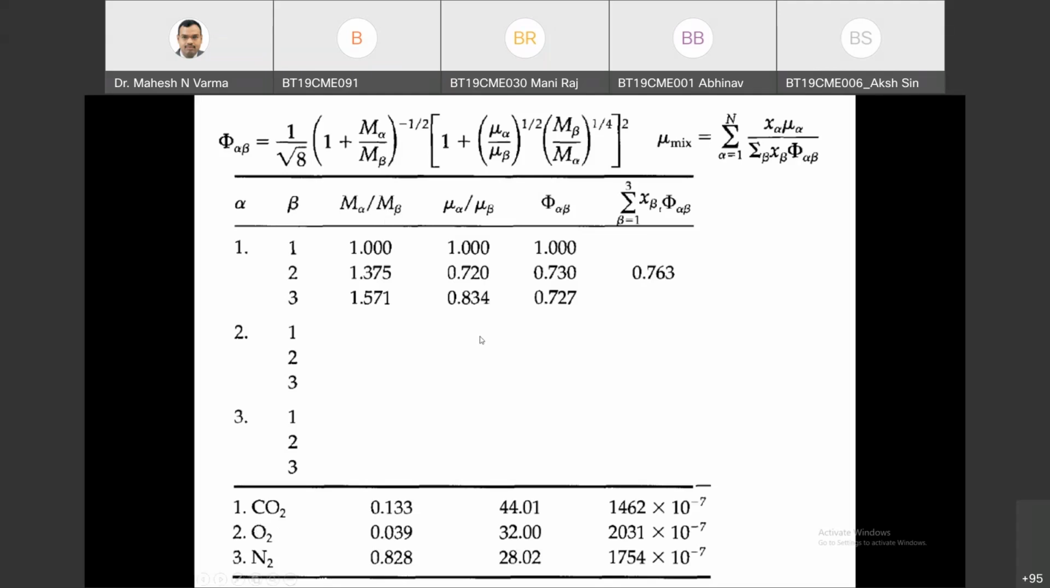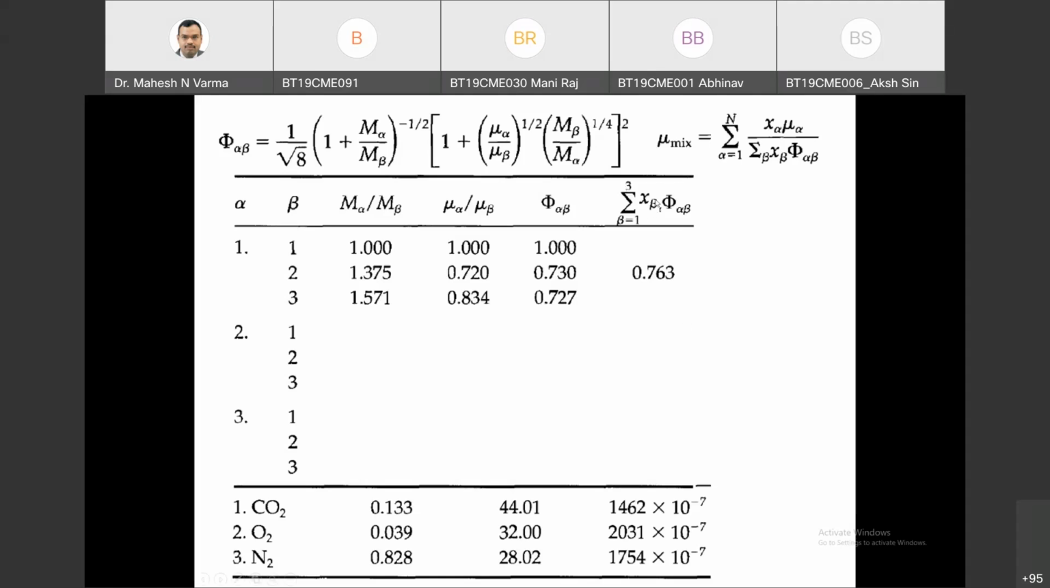First here. For carbon dioxide, it is 1.389. For O2, it is 1. And for N2, it is 1.158. Okay, so what is the interacting parameter then? Phi alpha beta. The CO2 interacting parameter is 1.394. For O2 it is 1, and for N2 it is 1.006.